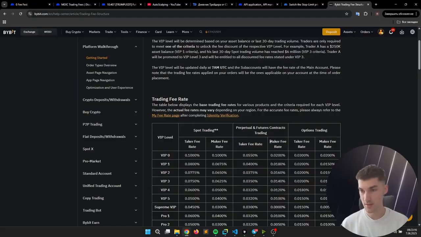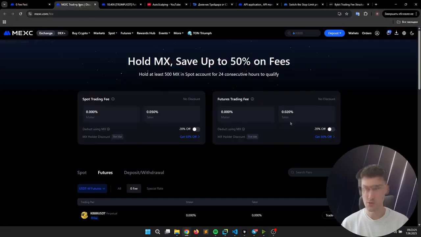But if we also place a limit order and provide liquidity to the order book, we still pay 0.02%. So here, the commission for a limit order is the same as the market order commission on Mexc.